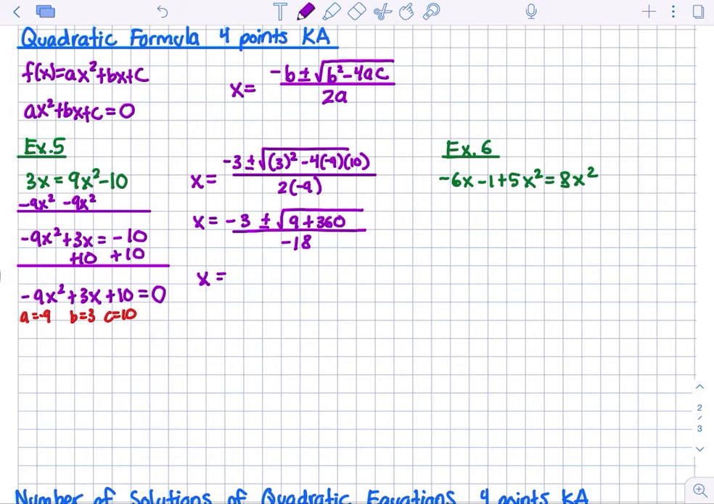X is equal to negative 3 plus or minus square root of 9 plus 360, which is 369, all over negative 18. And see if you can get a square root from that, but is there a square root of that? There is not. So the square root of 369, you guys, that can't simplify, so this would be your answer.